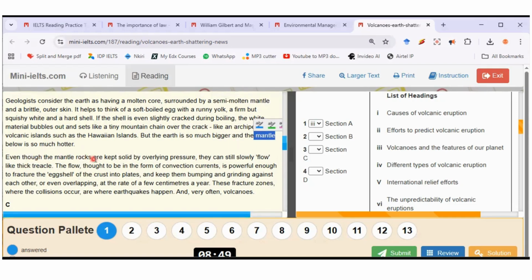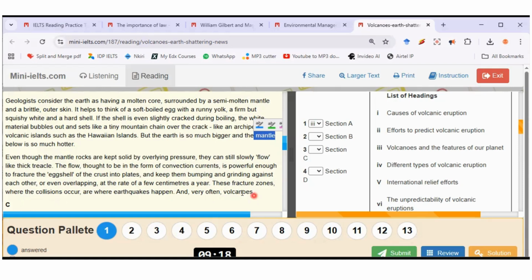Even though the mantle rocks are kept solid by overlying pressure, they can still slowly flow like thick treacle. The flow, thought to be in the form of convection currents, is powerful enough to fracture the eggshell, that's the surrounding of the mantle, okay, and keep them bumping and grinding against each other and even overlapping at the rate of a few centimeters a year. These fracture zones where collisions occur are where earthquakes happen and very often volcanoes.